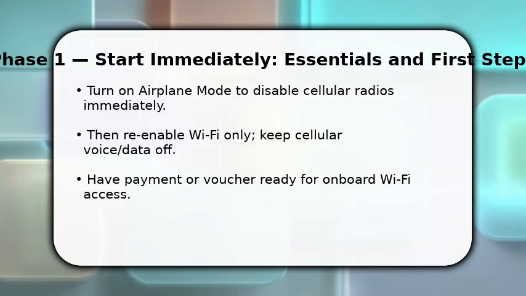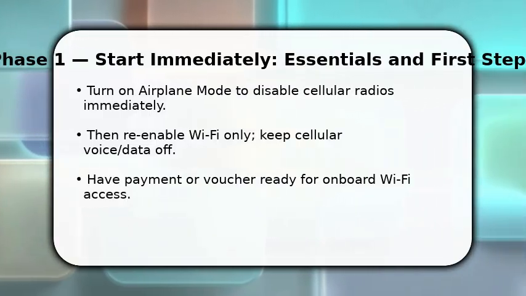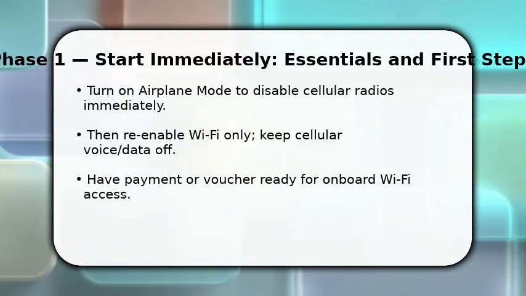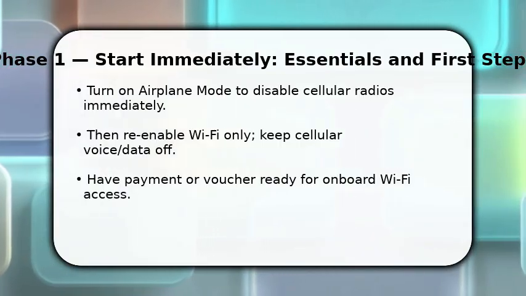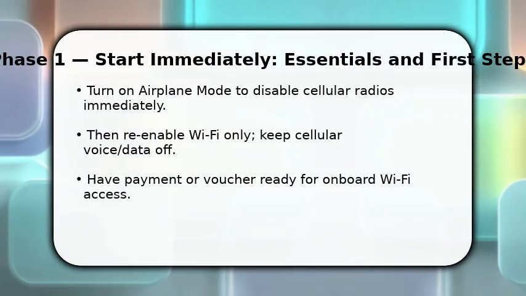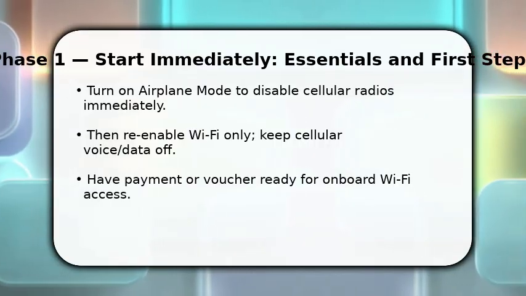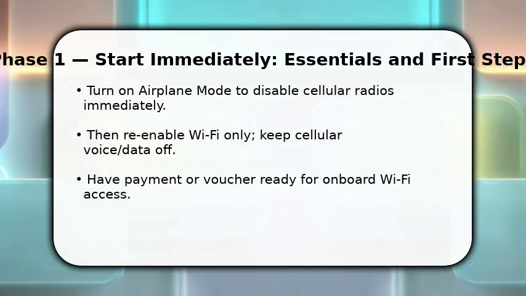Next, scan available networks and look for the airline's SSID or a captive portal. If required, have your card, voucher code, or loyalty account details ready so you can enter them quickly. This sequence keeps radios safe, complies with rules, and gets you to the login screen fast.